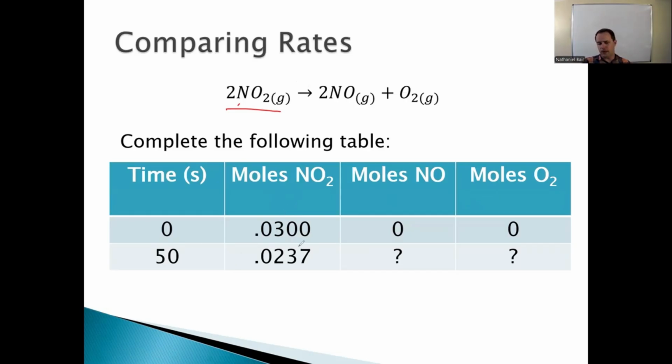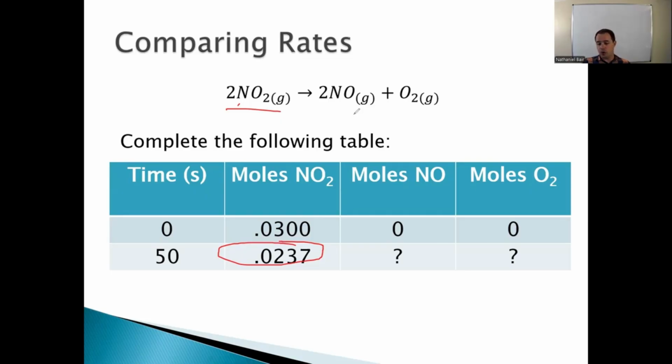And after 50 seconds, there's 0.0237 moles of NO2. So what's happened? Well, what has happened is exactly what we would expect to happen. The NO2 has gone down, it's decreased. So we lost some NO2, right? And that's what should happen to a reactant.